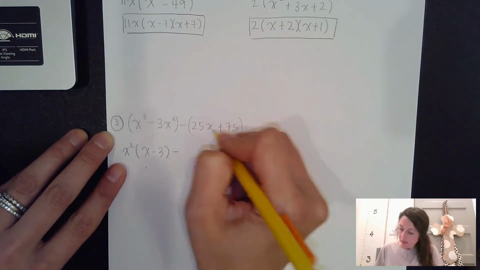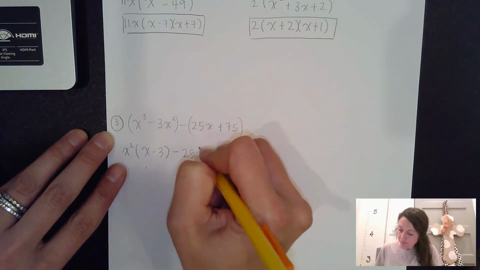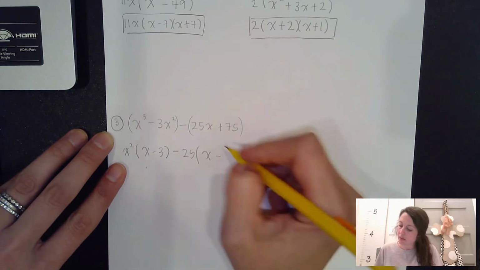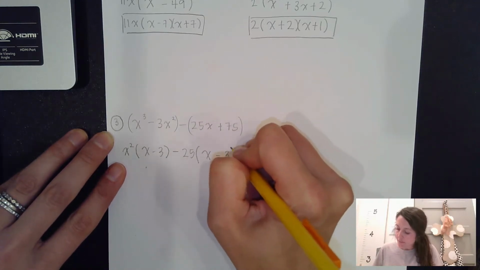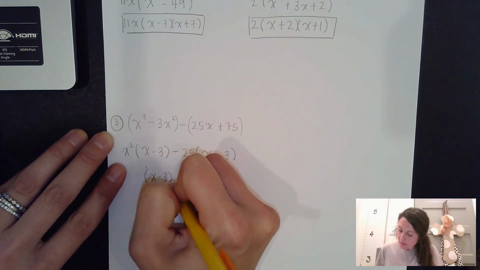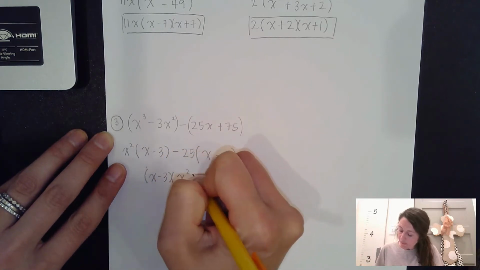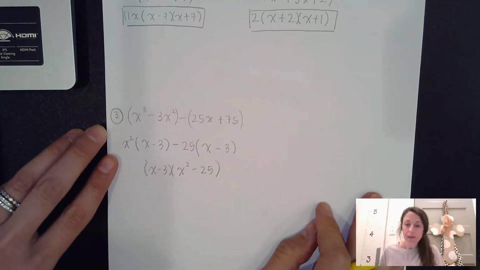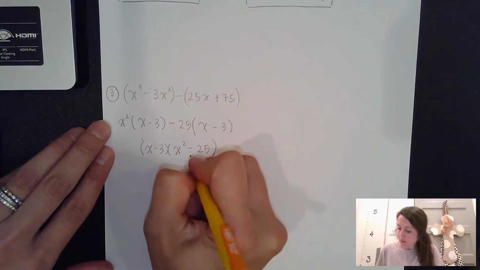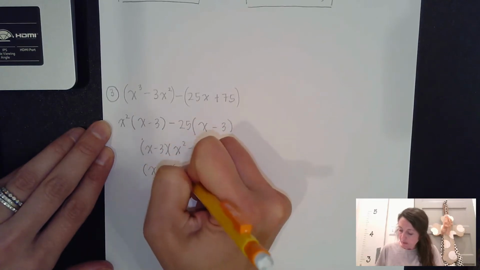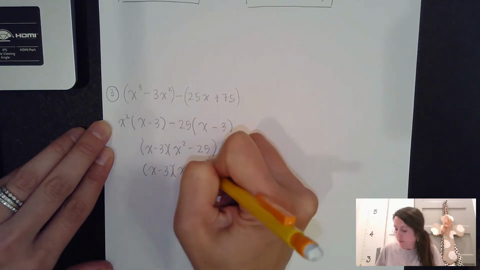I can take out a negative 25. And if I take out a negative, it changes that to a minus sign. So it'll be x minus a 3. These two are the same, so we'll take out an x minus 3, and we'll be left with x squared minus a 25. But I can't just stop there. I need to keep going. So x squared minus a 25 is a difference of 2 squares. So that'll be x minus 5 times x plus a 5.